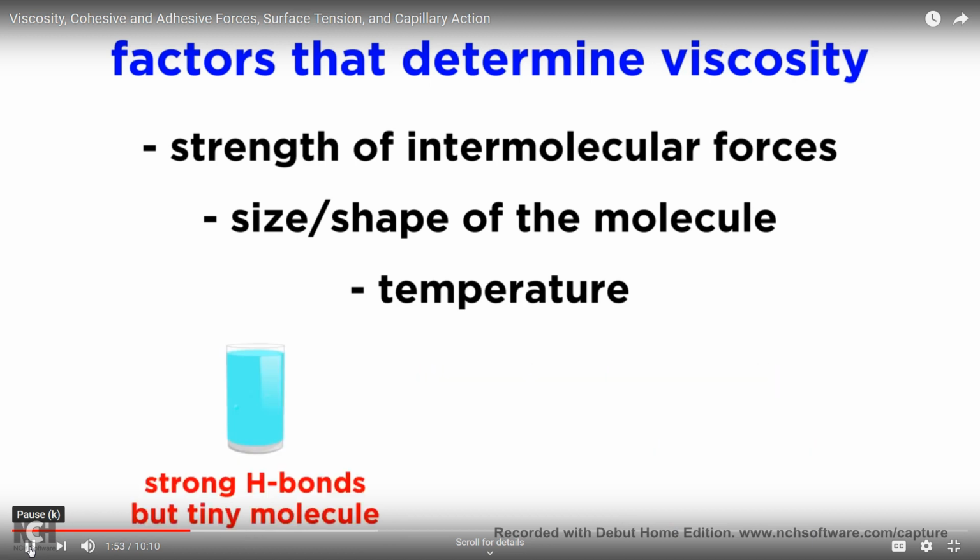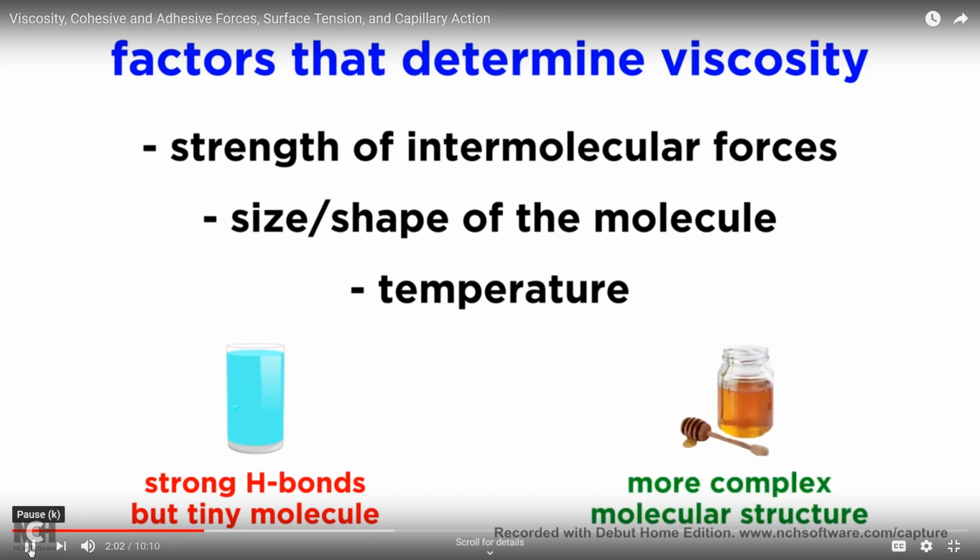So, a substance like water has a very low viscosity, despite the strong hydrogen bonding, because water molecules are so small. More complicated substances like honey will have much larger viscosities.